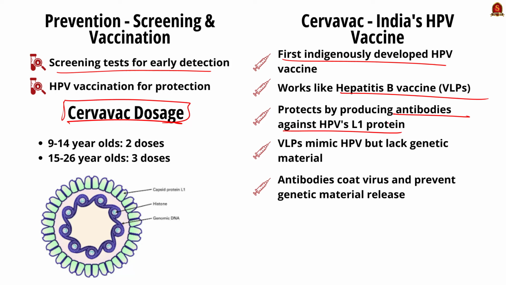If an exposure occurs, the vaccinated person's antibodies against L1 protein will coat the virus and prevent it from releasing its genetic material. This is actually how the vaccine works. Remember, the vaccine should be given in 2 dosages for those in 9 to 14 years old and 3 dosages for those in 15 to 26 years old. So that's all about this article. With this, let us move on to our next topic for our discussion.